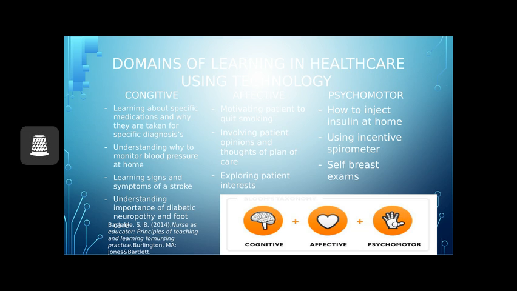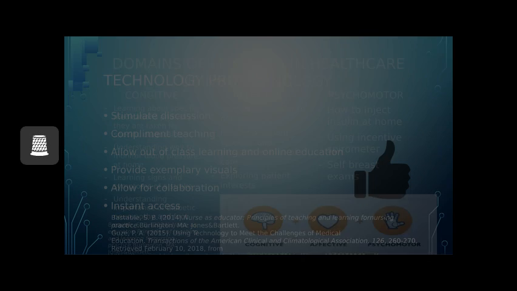So in the cognitive domain, a PowerPoint on stroke. So the patient's learning about signs and symptoms of a stroke. They're really thinking about this and understanding it and going to be able to recall it later. So that falls into cognitive. And then there's something like involving patient in opinions and thoughts in their plan of care, motivating them to quit smoking. That would fall under affective. And then anything like videos about how to perform tasks like self-breast examinations or how to inject insulin at home, that's psychomotor because it's teaching about a skill.